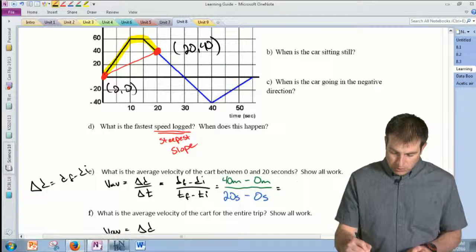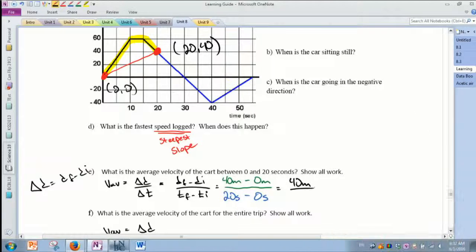So I do this. 40 minus 0 gives me 40 meters on the top. 20 minus 0 gives me 20 seconds on the bottom. 40 divided by 20 is 2 meters per second. And that is how we did that. It is exactly the slope in math, Abby. We've just changed the letters from x's and y's to d's and t's.